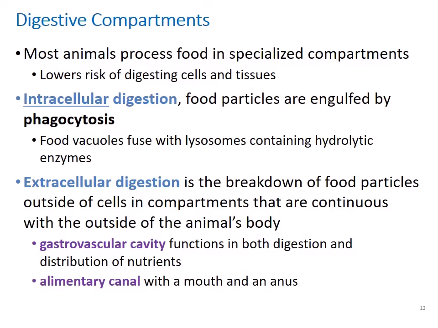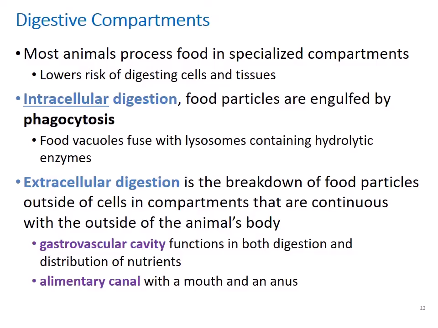So then, if we look at how animals do digestion, most animals are going to process their food in specialized compartments, so that way they don't accidentally digest their cells and tissues. So with intracellular digestion, this is when food particles are going to be engulfed by phagocytosis. And remember, phagocytosis is cell eating.